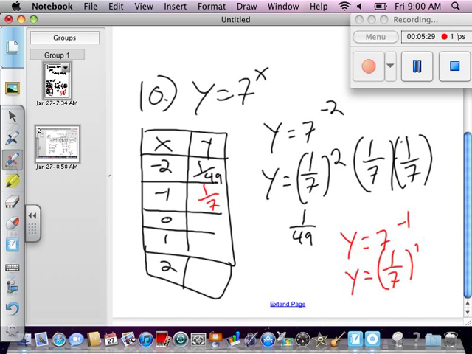Now here's a tricky one. Please raise your hand if you can tell me this answer. If you take something to a 0 power, what does your answer be? Don't say it out loud. Raise your hand. 1. Anything taken to the 0 power is 1. So if I've got y equals 7 to the 0 power, there's nothing being multiplied to it, I get 1. Okay? I'm going to erase all my scratch work.